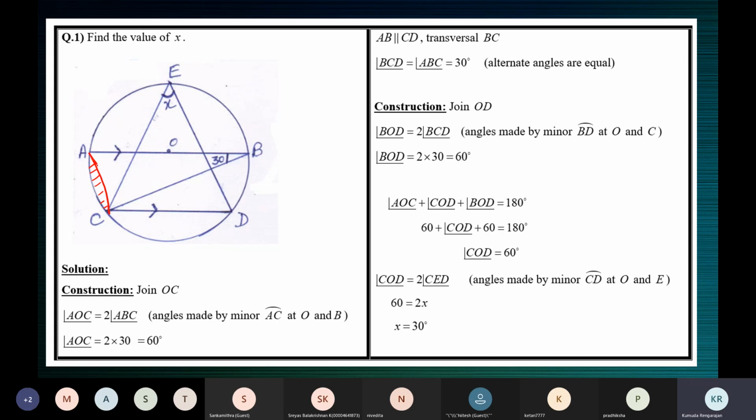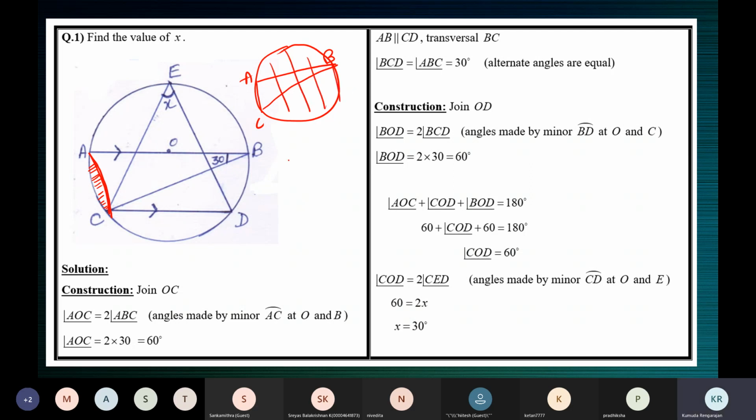See here, please imagine a circle. This is the chord. This is the minor segment. The rest of it is the major segment. So something like this. This is the major segment in which angle ABC lies.